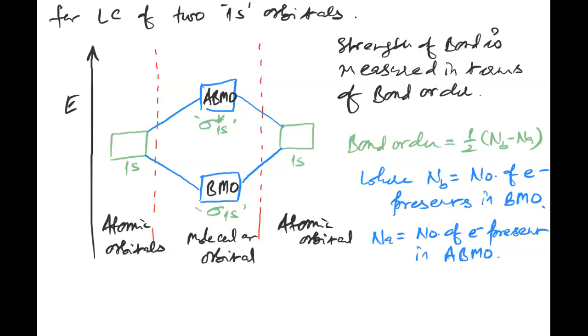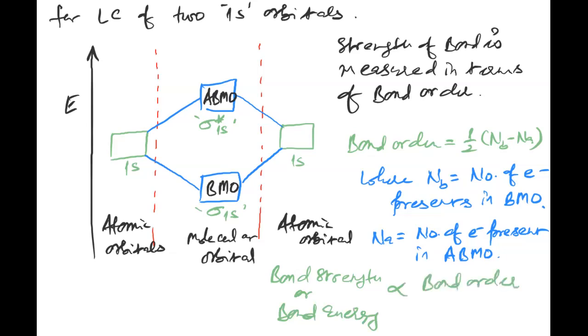So if you see, bond strength or bond energy is directly proportional to bond order, and bond length is inversely proportional to bond order.